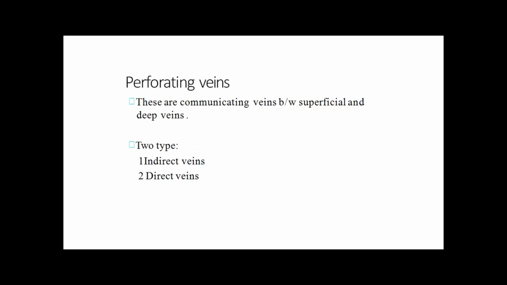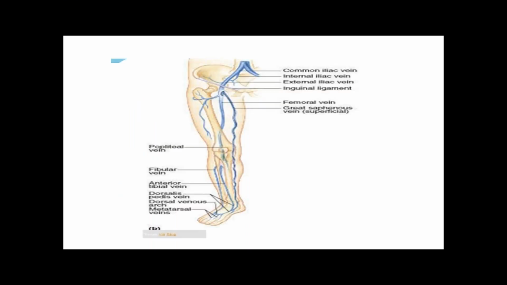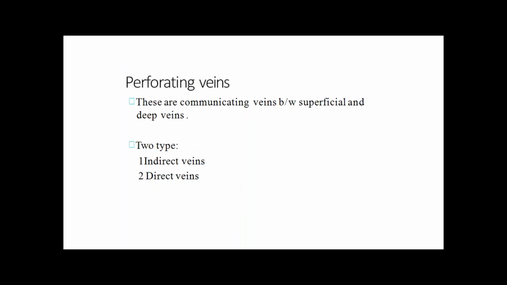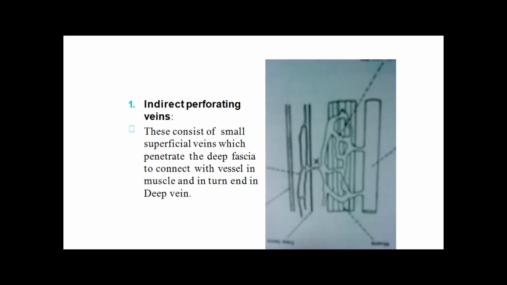Coming to the perforator veins. These are the communicating veins between the superficial and the deep veins. There are two types of perforating veins, the indirect and the direct veins. By name itself, indirect perforating veins indirectly connect the superficial and the deep venous system. These consist of small superficial veins which penetrate the deep fascia to connect with the vessels in the muscle and in turn end in the deep vein. So that is why they are called indirect perforating veins.